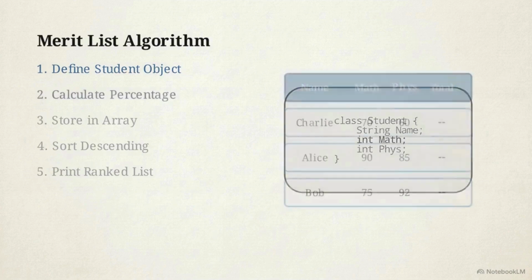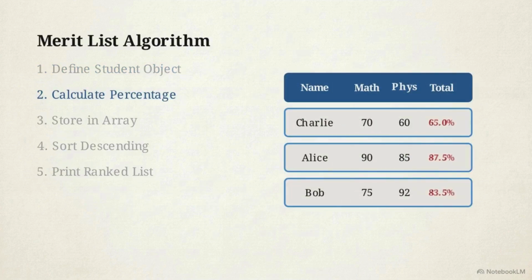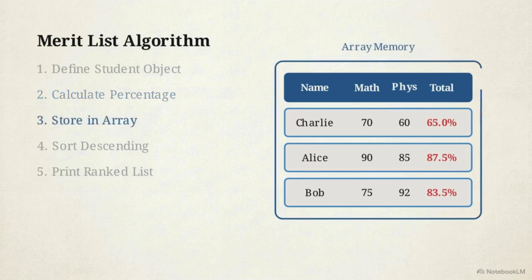5 steps build our merit list. First, define a custom student object. Second, calculate the internal metric, the total percentage. Third, store these objects in an array. Fourth, sort that array descending by percentage. Fifth, print the ranked list.